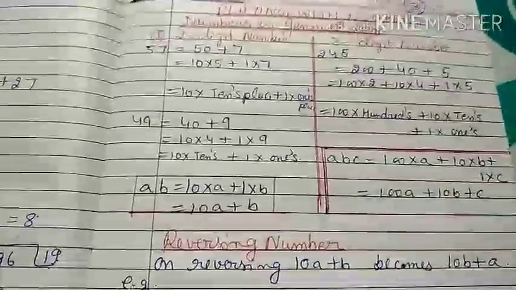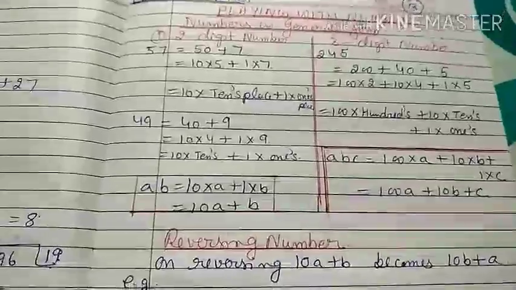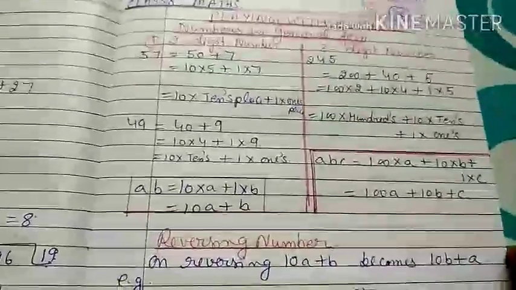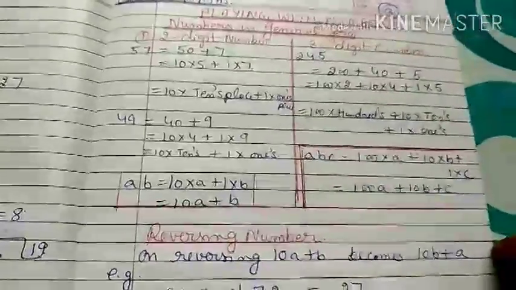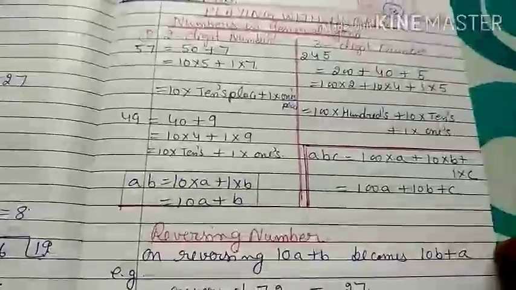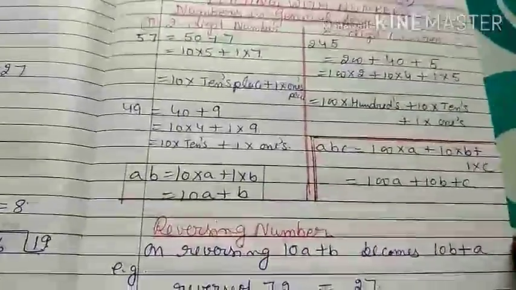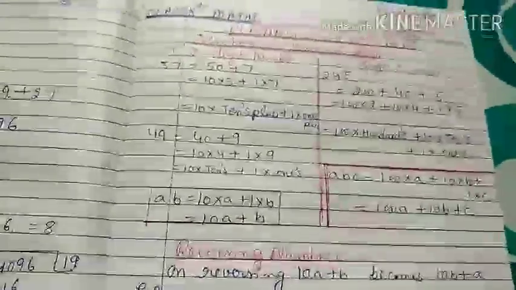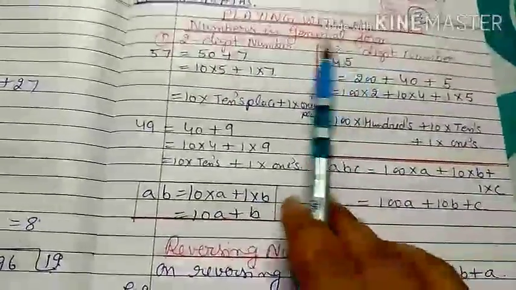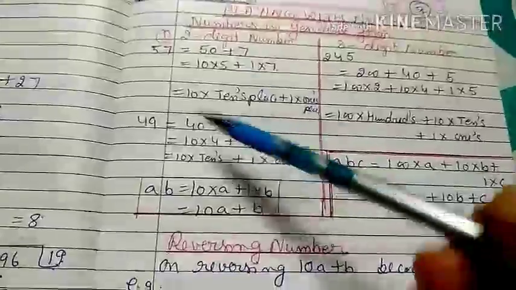Here in your first exercise 4.1, basically you have to write the number in generalized form. Generalized form is same as your standard form or expanded form. Then reverse number. Then there will be some word problems. Numbers in general form or generalized form, that is same as your expanded form.